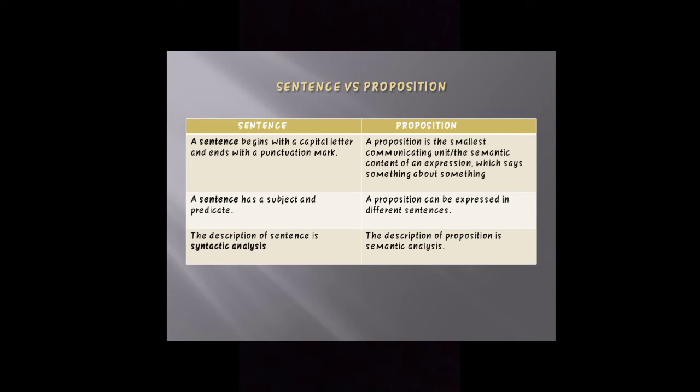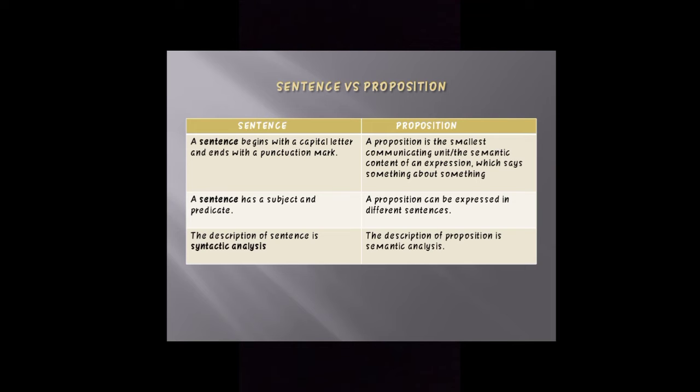Next is proposition. A proposition is the smallest communicating unit, the semantic content of an expression which says something about something. A proposition can be expressed in different sentences. This unit is asserted to be true or false, but not both. A proposition is always exposed with the help of a sentence. For example, if a proposition is true, then we say it has a truth value of true. If a proposition is false, the value of it is false.